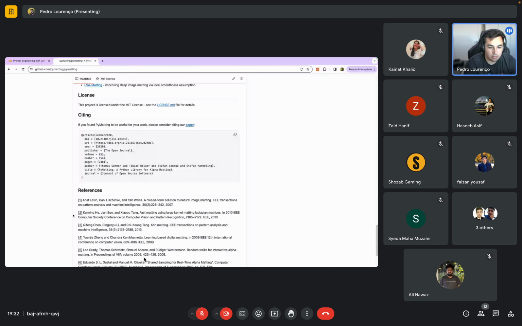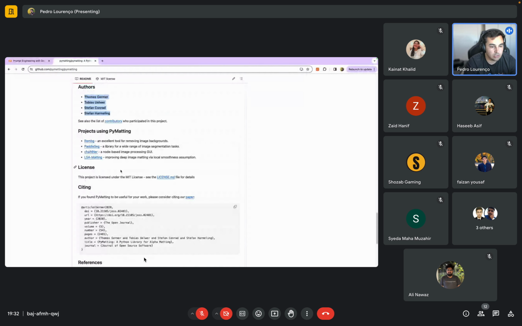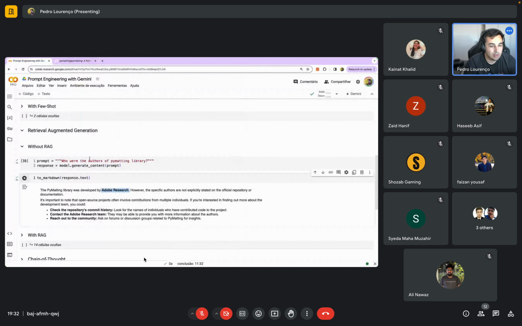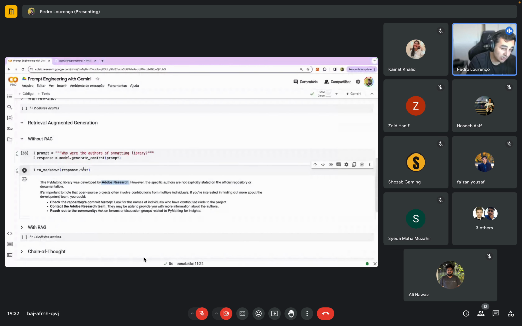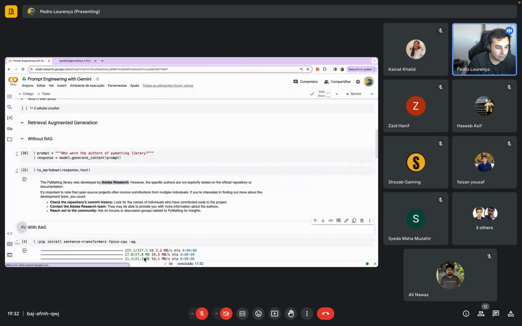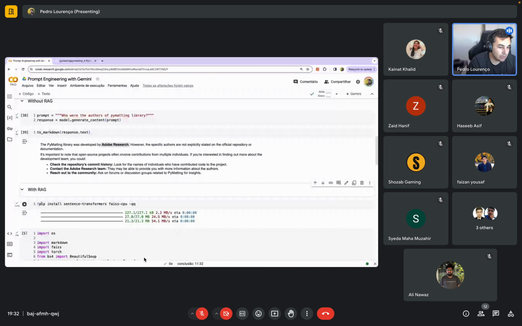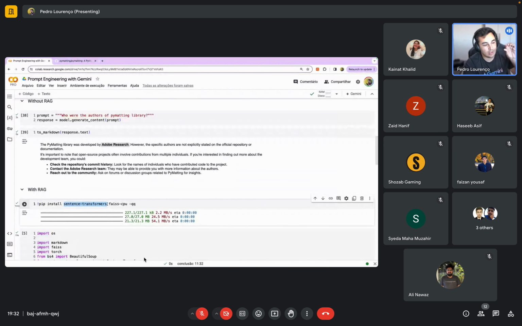So how do we make a RAG application? We will need to install some stuff. Sentence Transformers is used to transform a document or a user input into an embedding. FAISS CPU is a way to create a vector database in memory. So we need to install these. I already installed them because it takes a bit of time. Then we need to import some of the important libraries.